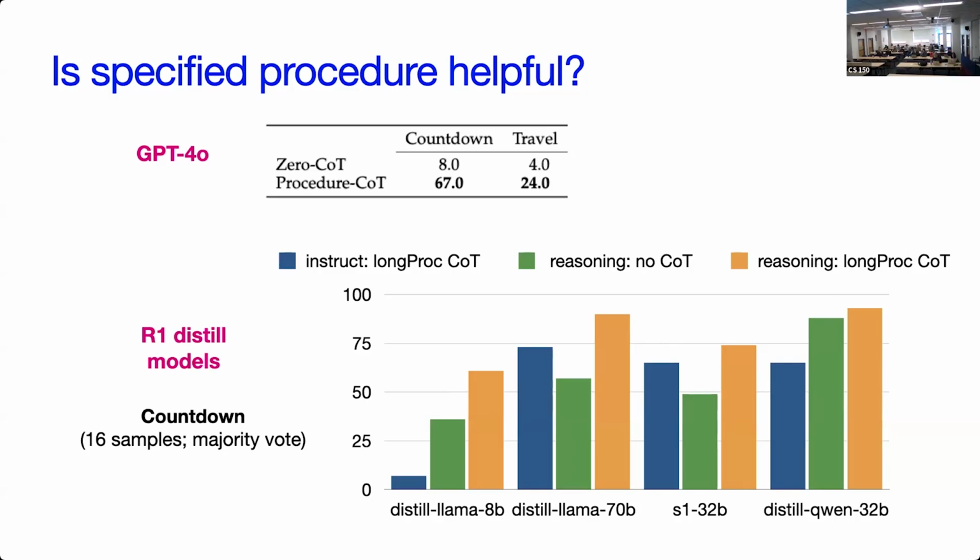Okay, so I'll just pause here a little bit and see if there are any questions before I go on to talk about how to build a long context model. Any questions?